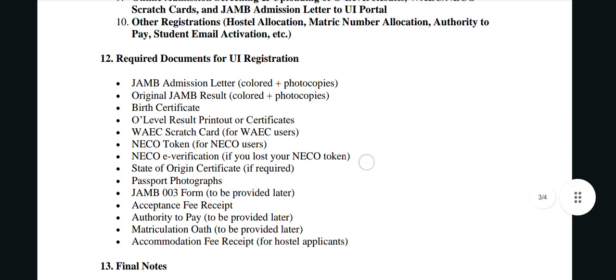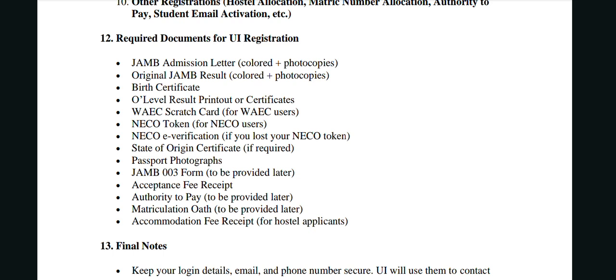So number 12, these are the required documents for registration throughout the admission process and all that. You can take note of it. The ones that I think will need an explanation is O-level printout or certificate. It is not compulsory that you have a certificate. It might be an O-level printout. The WAEC scratch card must be a valid one and must not be exhausted. It must have at least 3 trials left.